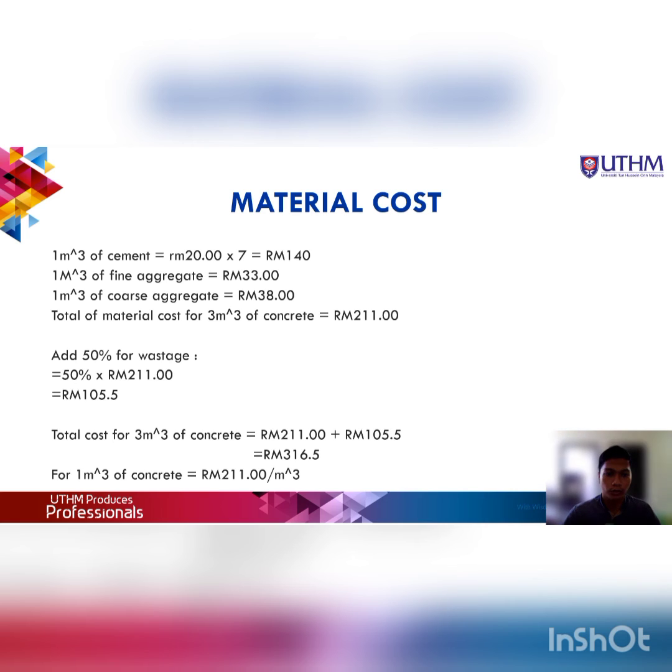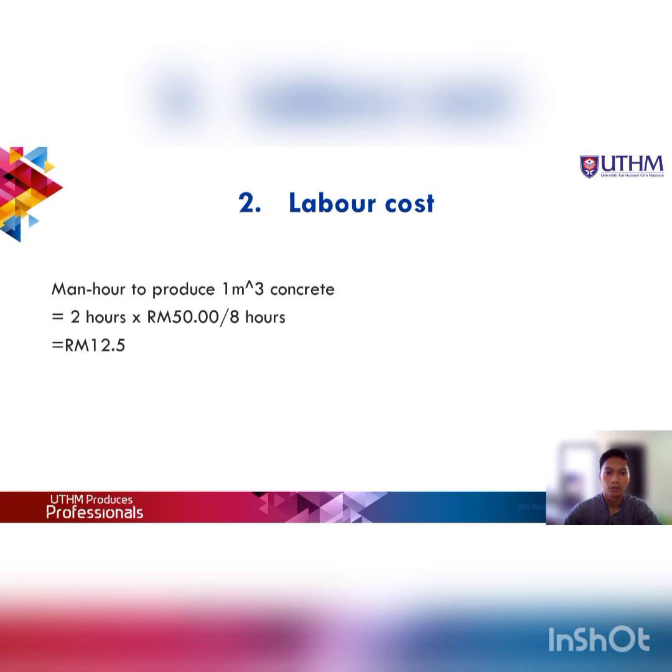So this is for the material cost. The total of material cost for 3 meter cube of concrete is 211 ringgit. After that, we add 50% of wastage, which is 105 ringgit and 50 cent. So the total cost for 3 meter cube of concrete is 360 ringgit and 50 cent. However, for 1 meter cube of concrete it is 211 ringgit per meter cube. So this is for the labor cost. The man hour to produce 1 meter cube of concrete is 2 hours times 50 ringgit over 8 hours. So the total is 12 ringgit and 50 cent.